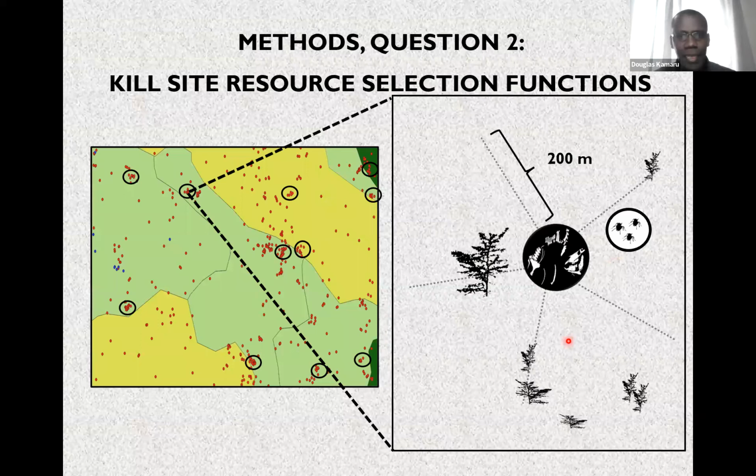So what I said, and I'll repeat, is that at each kill site I looked at two variables. One was visibility, which is just the distance from a point to an obstruction. I had about 5 transects from my kill site, and I used a rangefinder to measure the distance from a kill site or a random point to an obstruction, in this case maybe this particular tree or any other obstacle along the 200-meter transect.